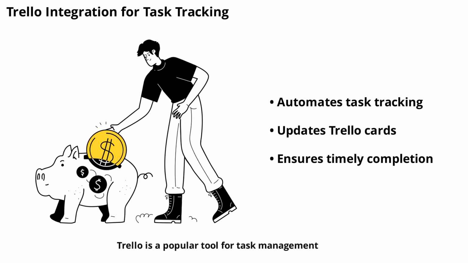Trello is a popular tool for task management. Power Automate integration allows finance teams to create and update Trello cards automatically based on financial events, such as new budget requests or payment approvals. This keeps everyone on track and ensures that tasks are completed on time.